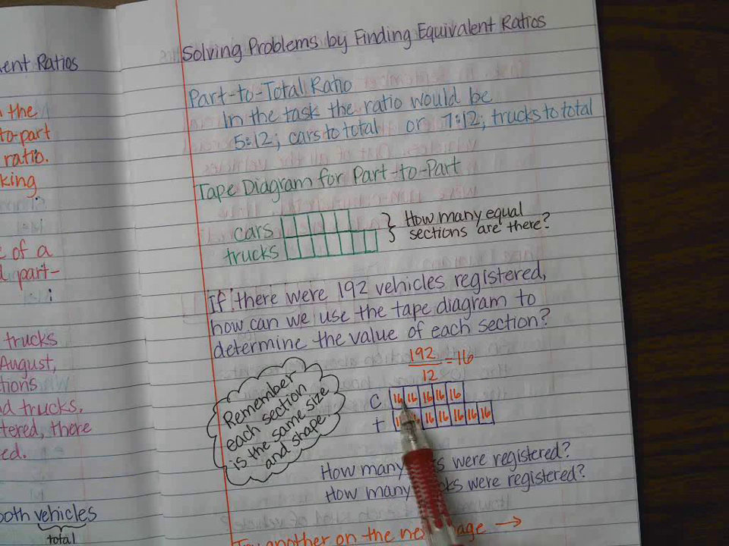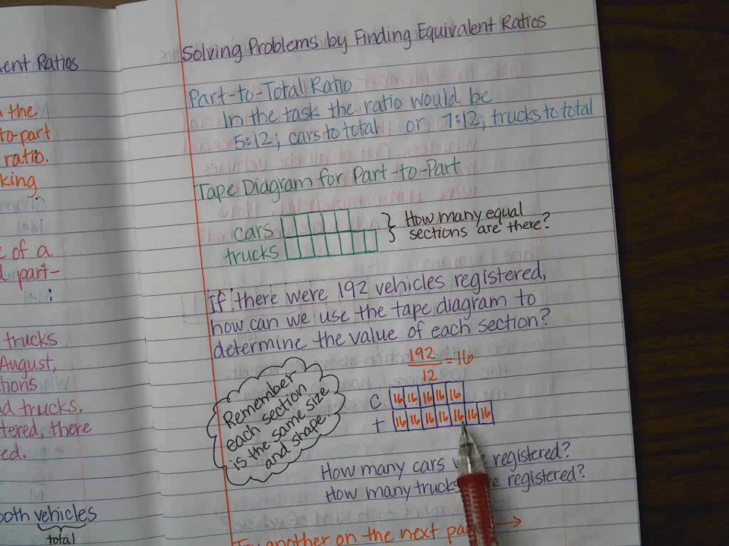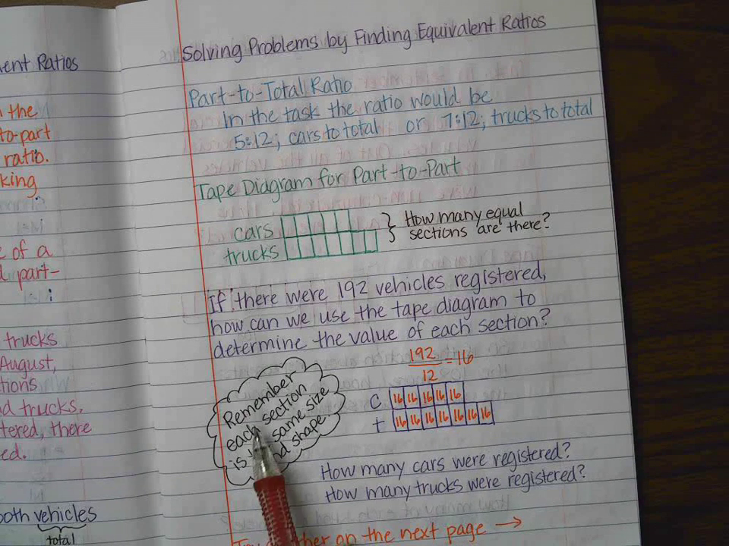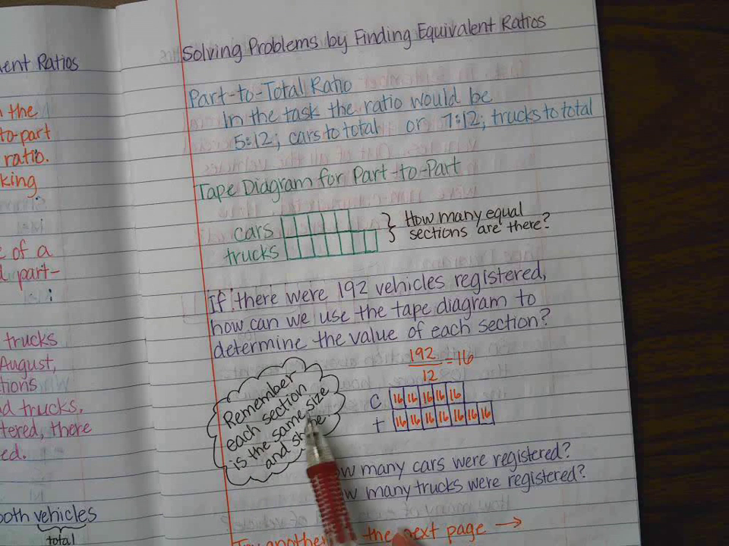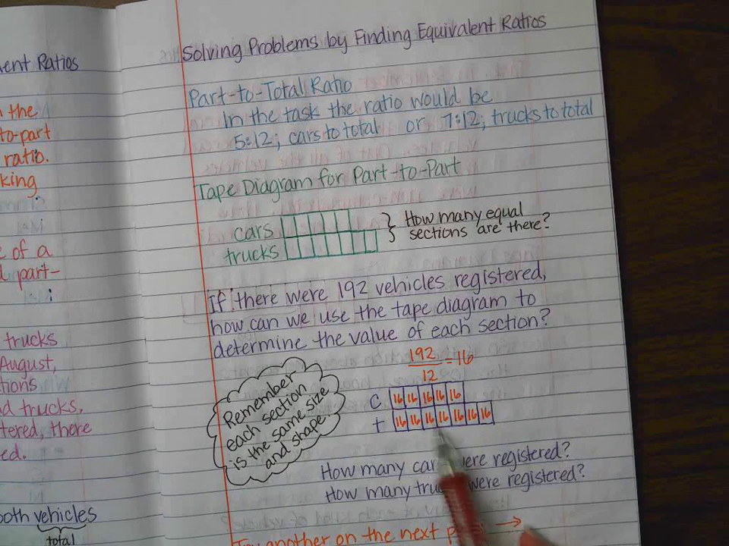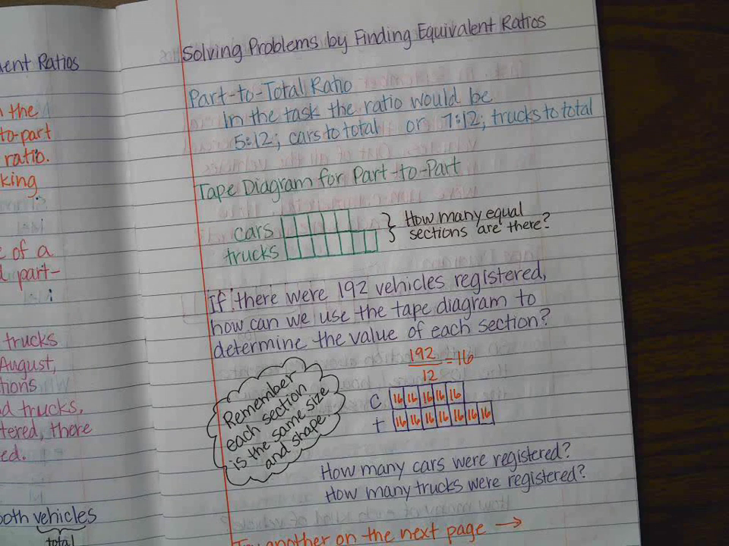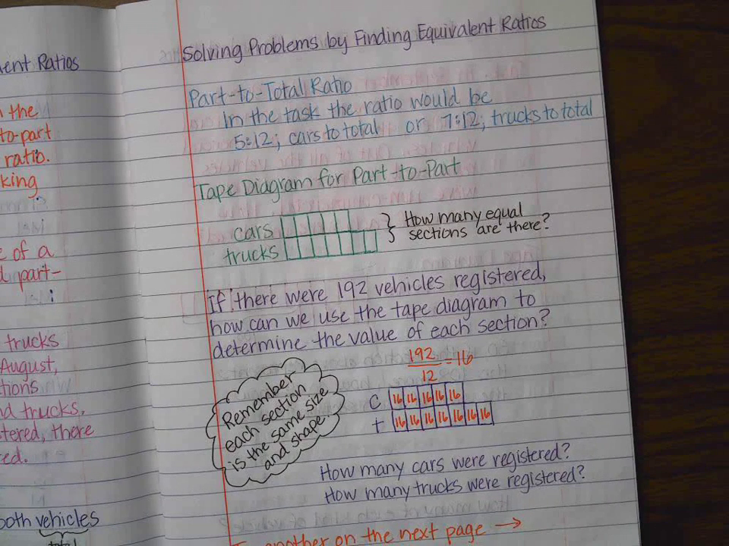So we go ahead, just like we've been practicing for the last couple of days, 16, 16, 16, 16, 16, 16, 16, 16, 16, 16, 16, 16, remembering that this represents cars, this represents trucks, and we also need to remember that each section is the same size and same shape. So, since they're the same size and same shape, that's why we put 16 in all of them.